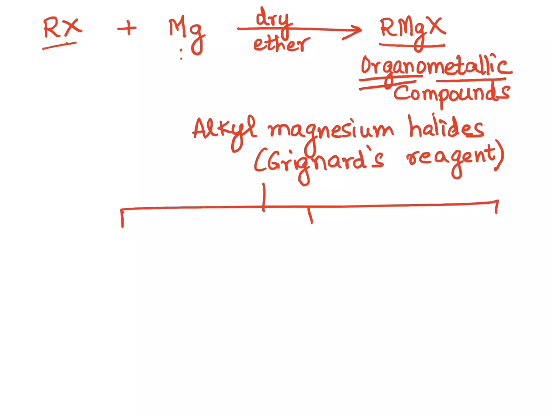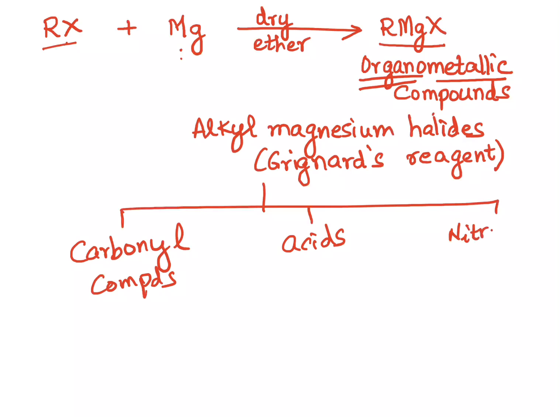And Grignard's reagent are a very important class of compounds because they are the starting material for a number of organic compounds. So you can prepare carbonyl compounds using Grignard's reagent, you can prepare carboxylic acids, and you can also prepare a number of nitrogen derivatives. We shall talk about this topic separately using Grignard's reagent. So hence they are very, very important synthetically. That means we can prepare or synthesize a number of organic compounds.